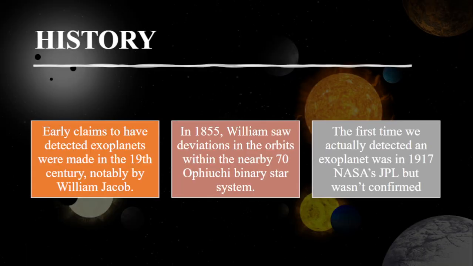And now coming on to the history of exoplanets. Early claims to have detected exoplanets were made in the 19th century, notably by William Jacob. In 1855, he saw deviations in the orbits within the nearby 70 Ophiuchi binary star system. The first time we actually detected an exoplanet was in 1917, and it was done by NASA's Jet Propulsion Laboratory, but it wasn't confirmed. The first planet orbiting a star similar to that of our Sun was found in 1995. The planet was half the mass of Jupiter at least and no more than twice its mass.